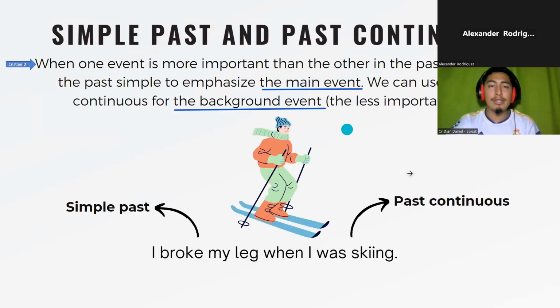By following this rule. There are different hints we can use to identify when to use simple past and when to use past continuous, okay? Do you remember, for example, one example using both tenses, simple past and past continuous? Can you tell me an example?